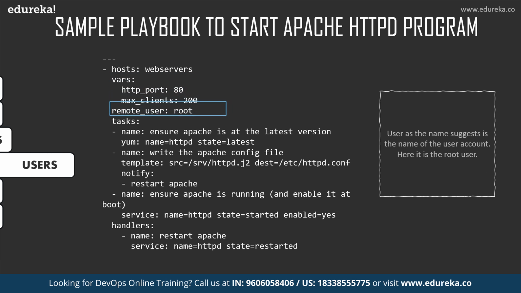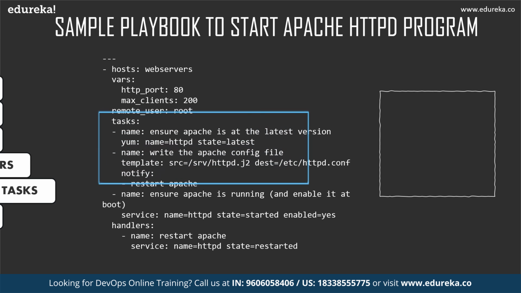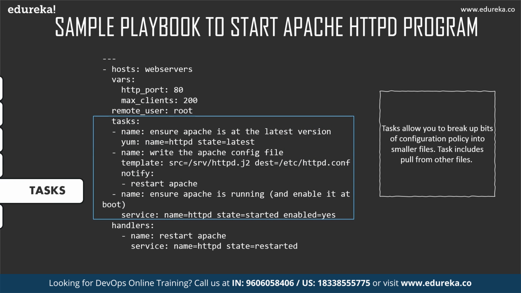After the variables comes the user. So user, as I had previously mentioned, will be the name of the user who is responsible for completing the task. So over here, I've mentioned the user to be root. Now, after this is done, the next section that comes into the picture is the task section. So the task section, as the name suggests, allows you to break up bits of configuration policies into smaller files. Apart from this, the task includes the pull from the other files.